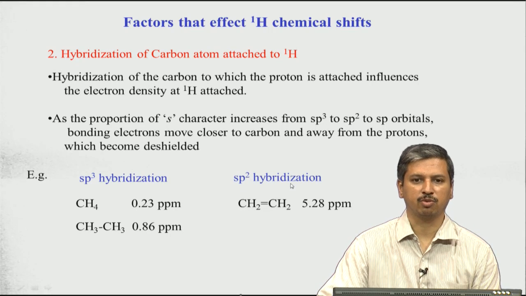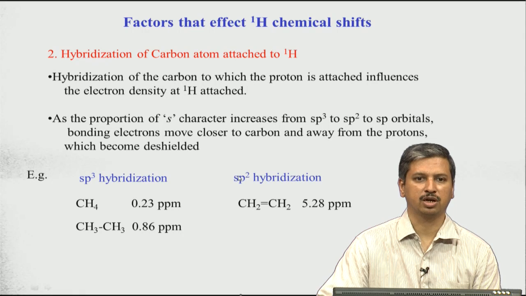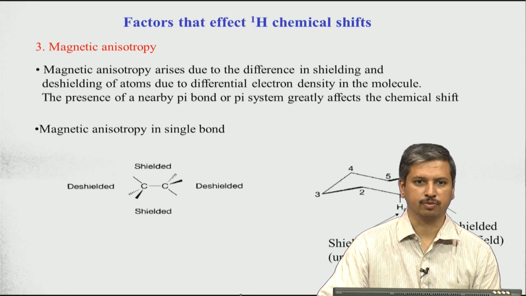So, in a sp2 hybridization system, the electron moves away from hydrogen, which is similar to the effect we saw that there is an electronegative atom attached to this. In a similar manner, here the electron density is pulled away from hydrogen, and so much so that this hydrogen becomes really downfield shifted and de-shielded, and a de-shielded value is around 5.28 ppm. So, this is the typical effect of hybridization. Similarly, if we go to sp hybridized system, it will be even more dramatic.